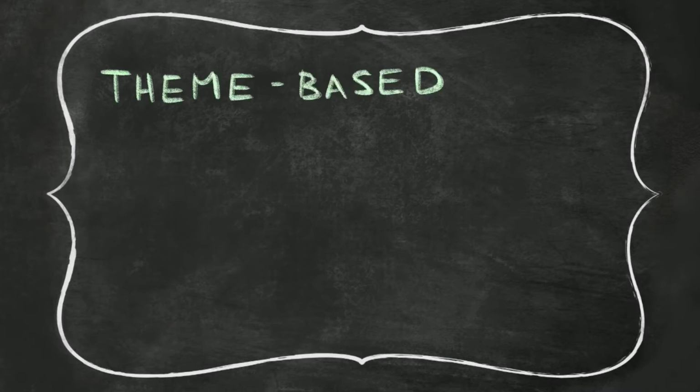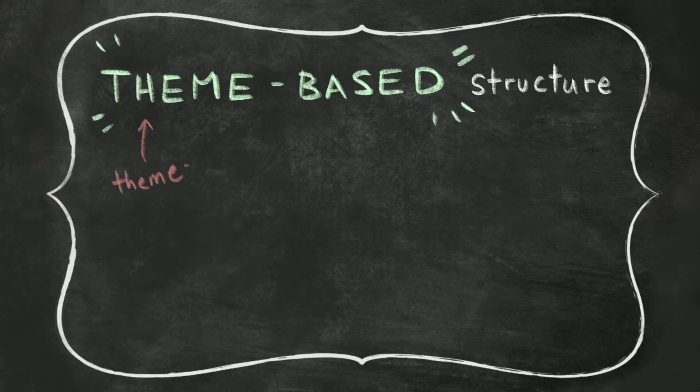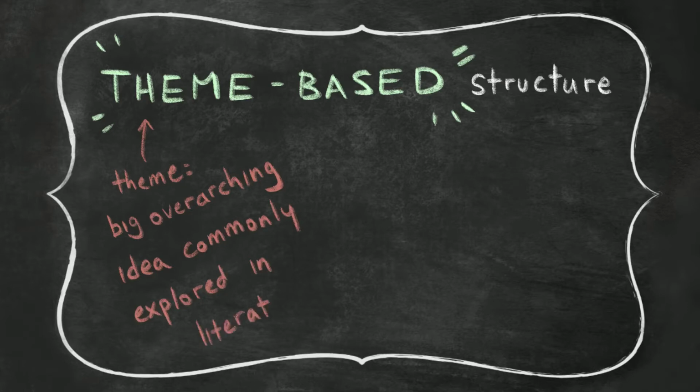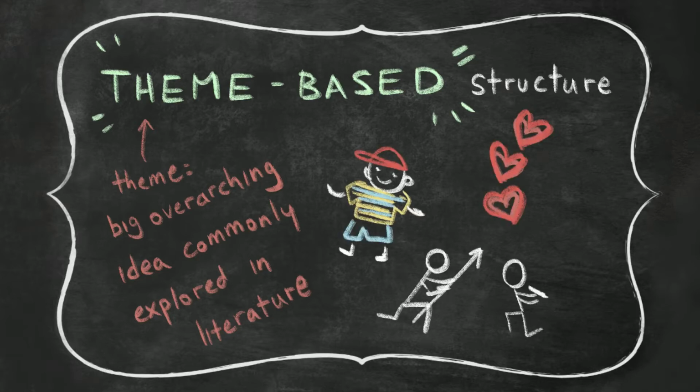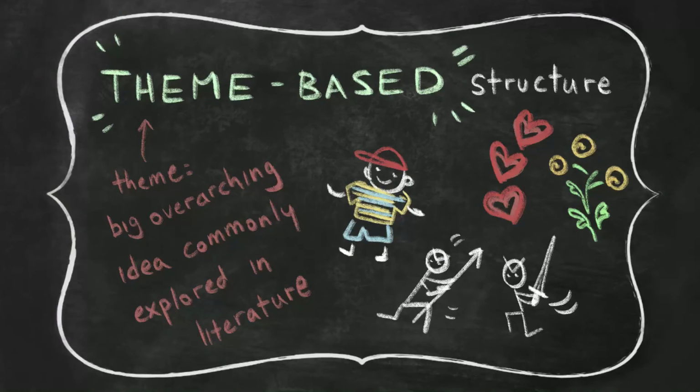First up, the theme-based essay. In this structure, each body paragraph is a different theme. By the way, themes are big overarching ideas that are commonly explored in literature, so you'll find the same themes cropping up again and again in different texts. For example, childhood, or love, or violence and conflict, or nature. Anyways, in a theme-based structure, each piece of evidence in that paragraph is an example of that theme.